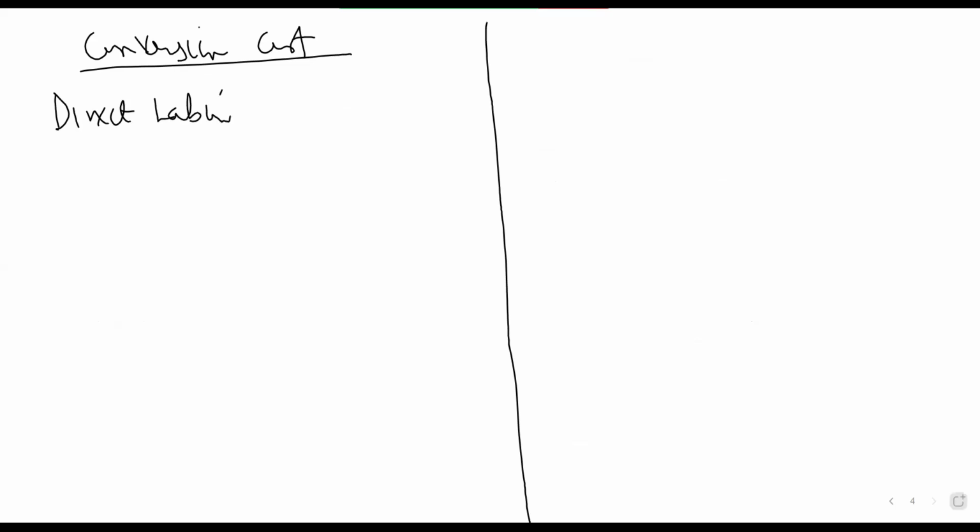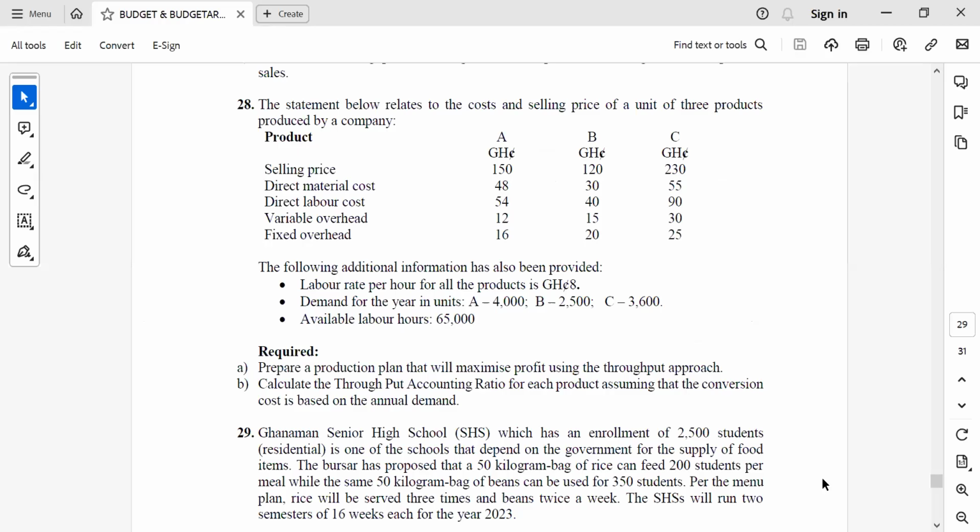So let's come to the conversion cost or the factory cost. Okay. So the conversion cost, the first one will be direct labor. So let's come here. We are doing it for the 3 products. So the question is saying that calculate the throughput accounting ratio for each product, assuming that the conversion cost is based on the annual demand. So what will be the labor cost? We are going to do it for all the 3 products. So we do labor cost for this one and this one. So let me do the working somewhere for labor cost, overhead cost, and all these ones.